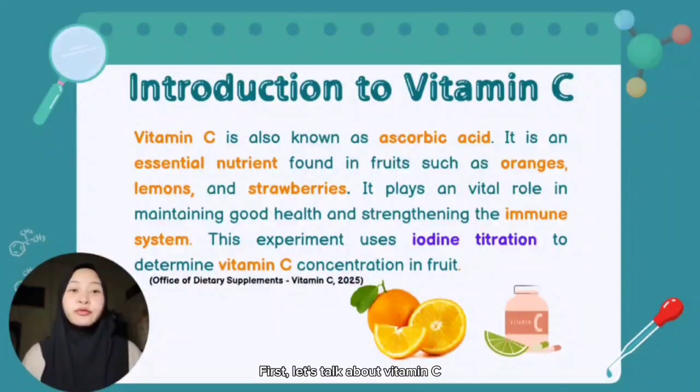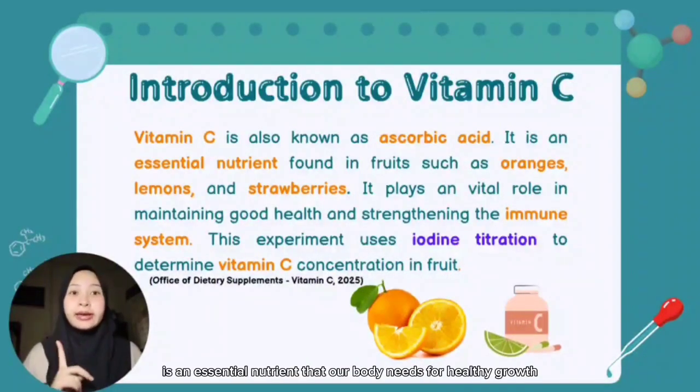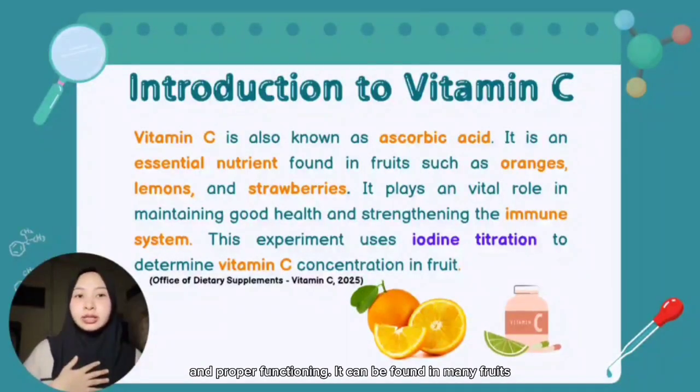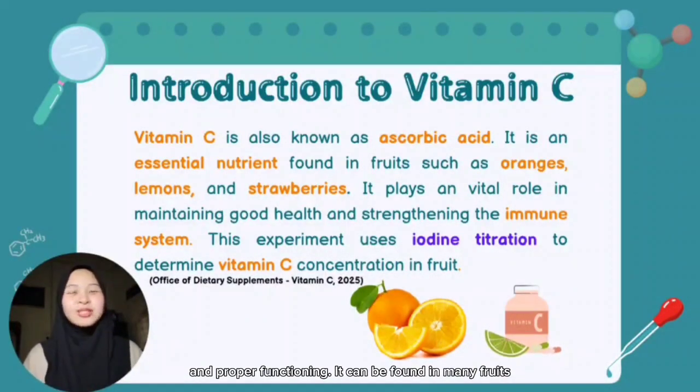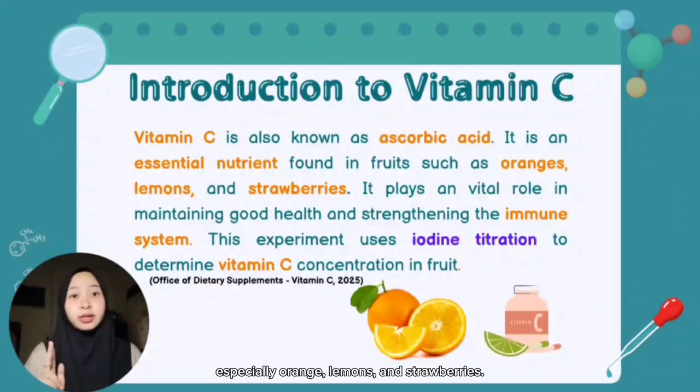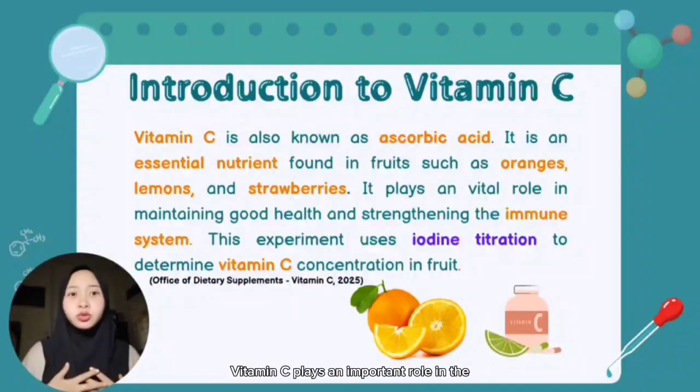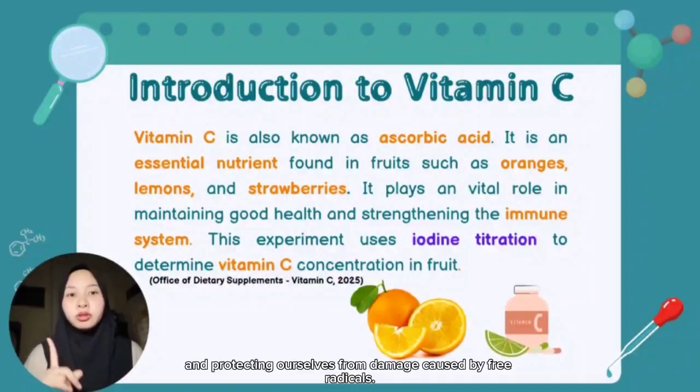First, let's talk about vitamin C. Vitamin C, also known as ascorbic acid, is an essential nutrient that our body needs for healthy growth and proper functioning. It can be found in many fruits, especially oranges, lemons, and strawberries. Vitamin C plays an important role in strengthening the immune system by helping wound healing and protecting our cells from damage caused by free radicals.